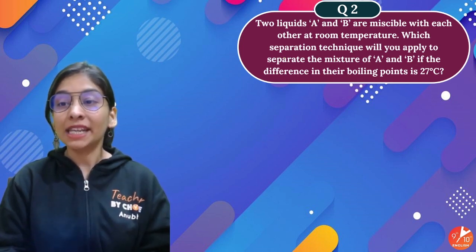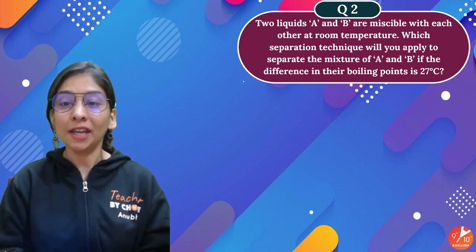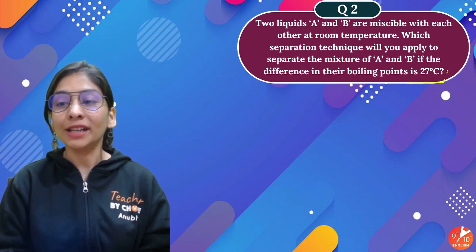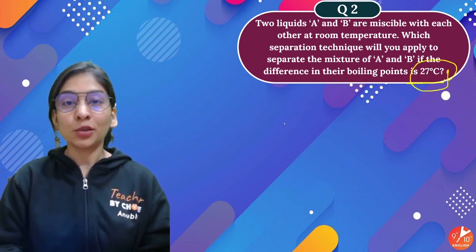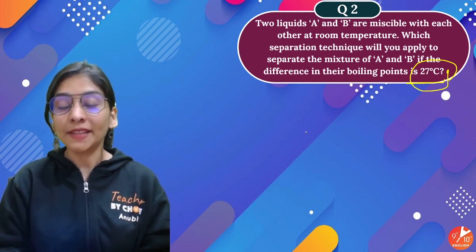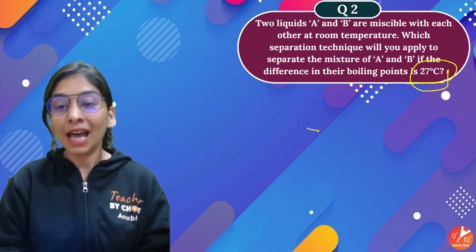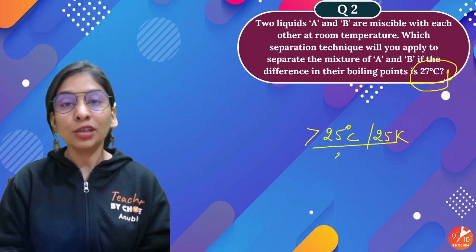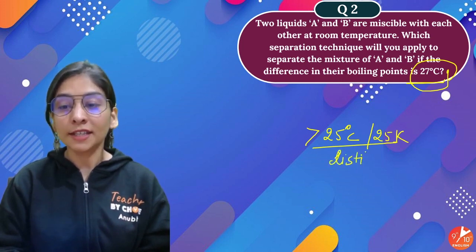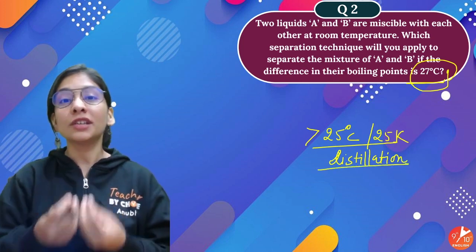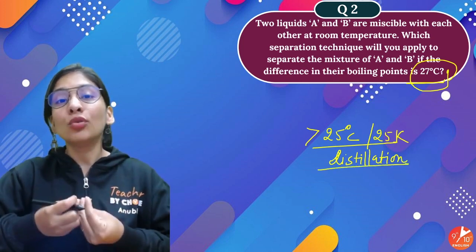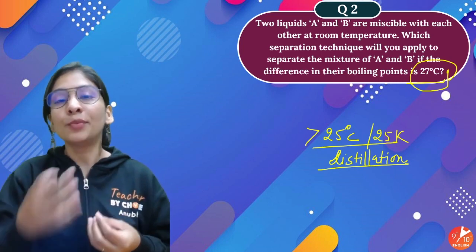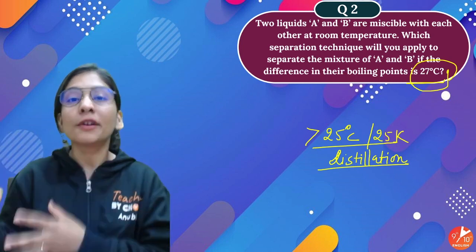Which separating technique will you apply to separate the mixture of A and B if the difference in their boiling point is 27 degrees Celsius? Please do remember that when you have two liquids with a difference in their boiling point of more than 25 degrees Celsius or more than 25 Kelvin, you can use a normal distillation process. Distillation is what? Distillation is a method to get a pure substance, a pure liquid. Distill out means to purify a substance.